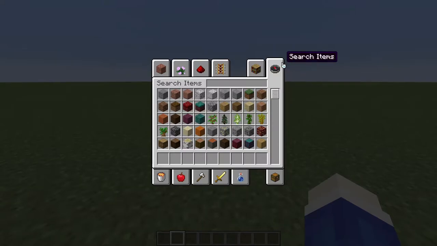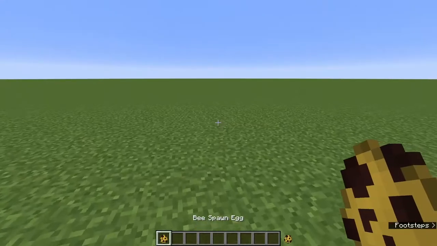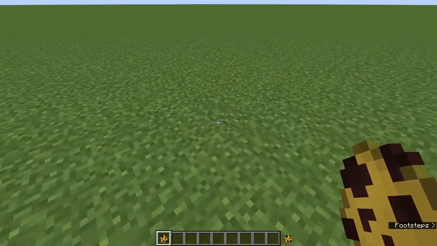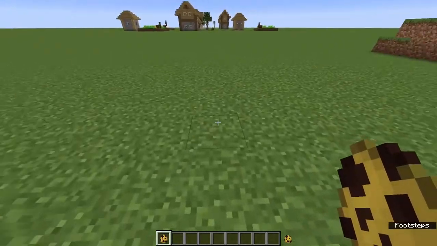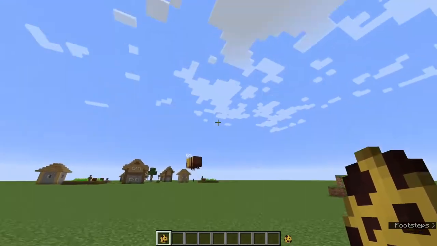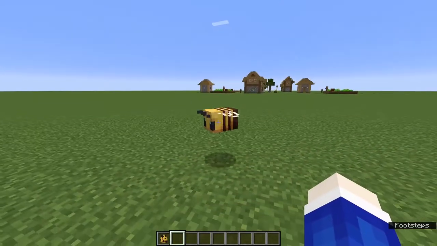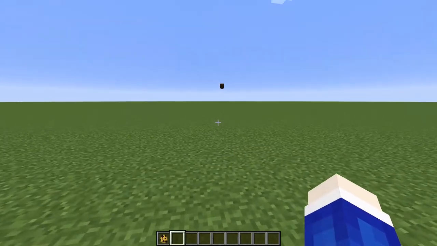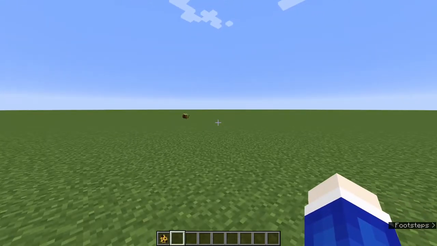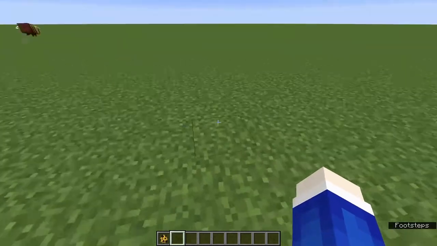So if we're going to here in the list, we search bee. Right here. Look, I'm holding it. Look, okay, we're gonna press this here. What the fuck is this? That's not flying, that's some kind of jumping. If you want me to believe that that's flying, you're fucking crazy.